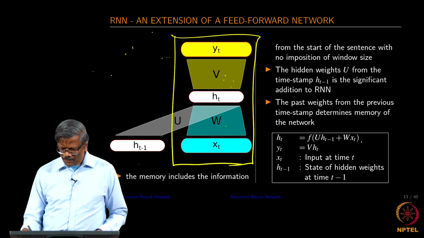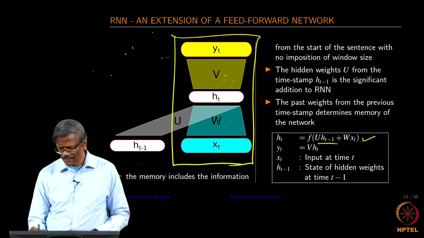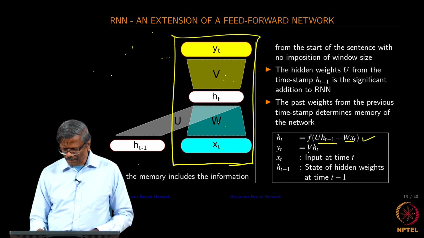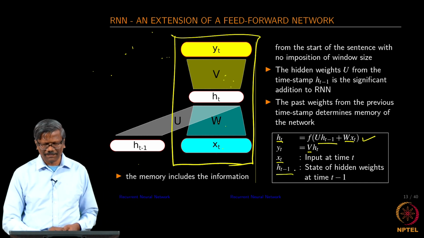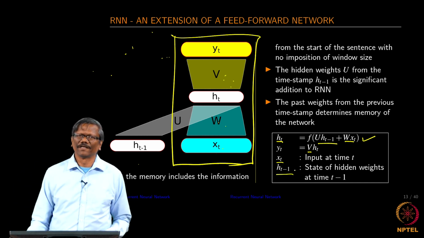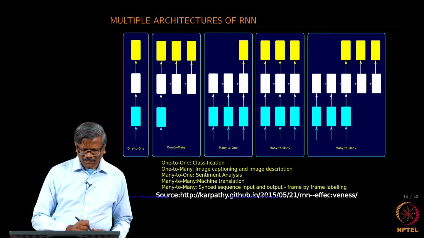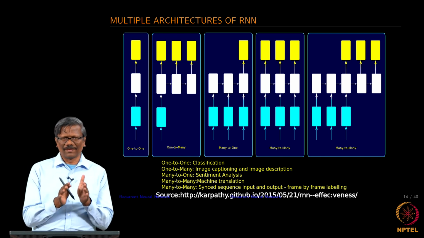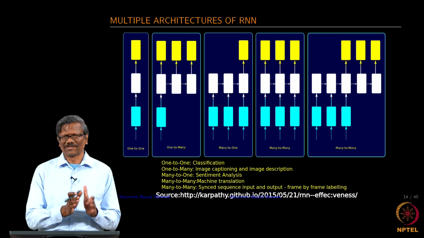So, we have ht computed using the function, okay, and then yt is computed using v and ht, where xt is your input and ht minus 1 is the state of hidden weights at time t minus 1, right. Okay. So, having understood how a recurrent neural net is constructed, right.